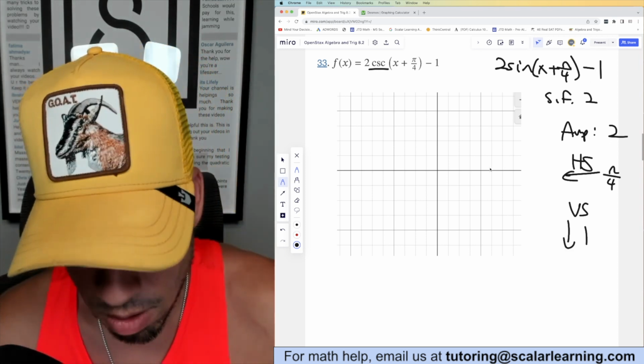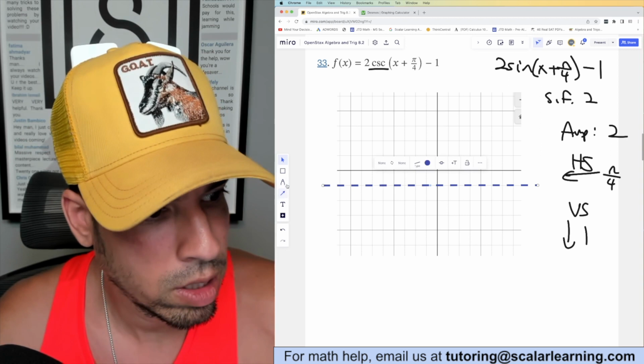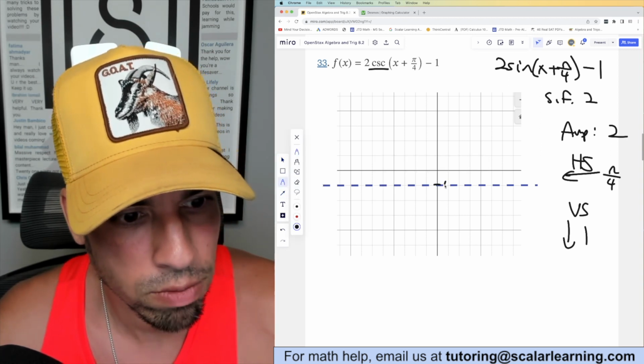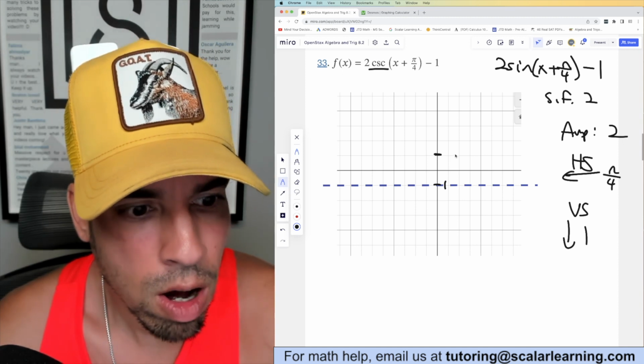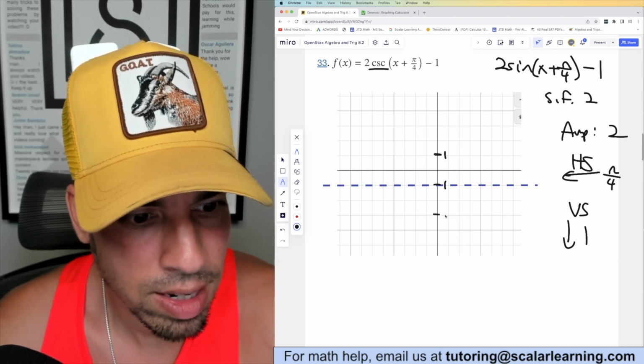So let's plot all this stuff out. So first we have our center line occurring here at -1. That's the vertical shift down for -1. Then we have an amplitude of 2. That means we're going to go up to +1 and down to -3.